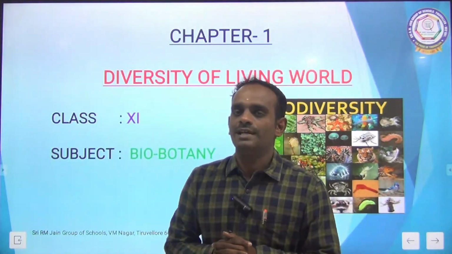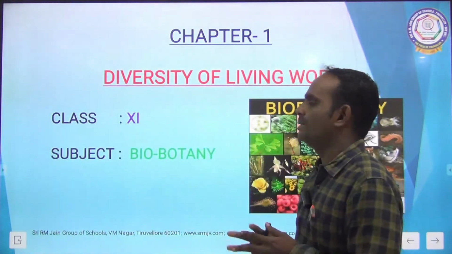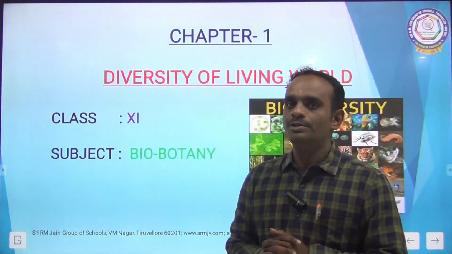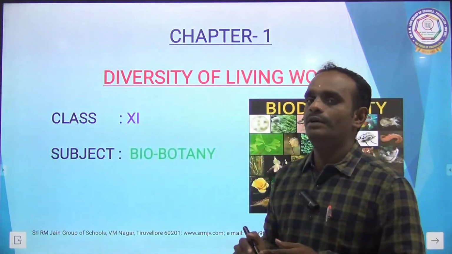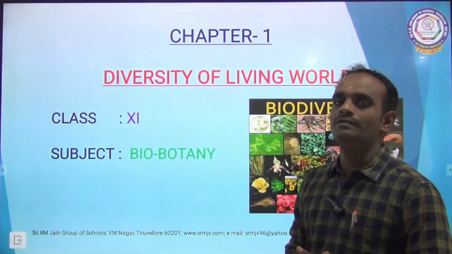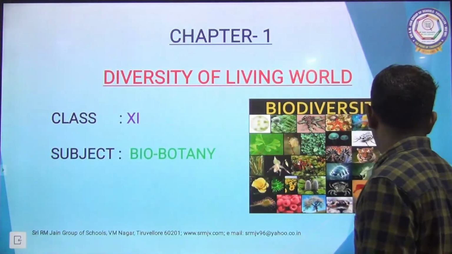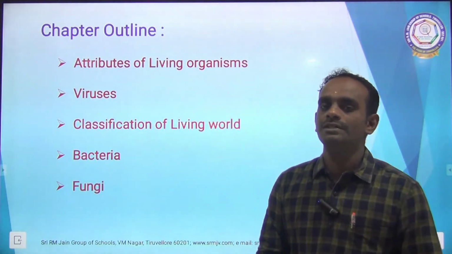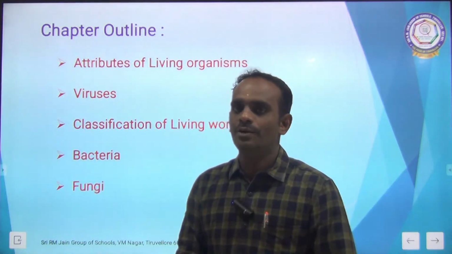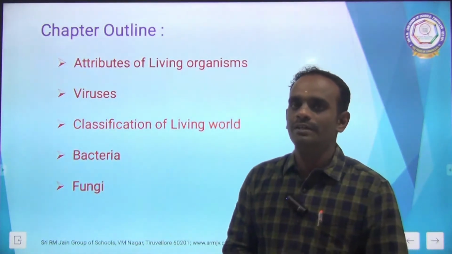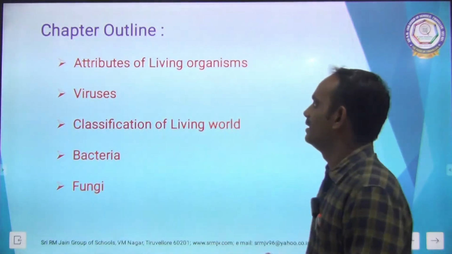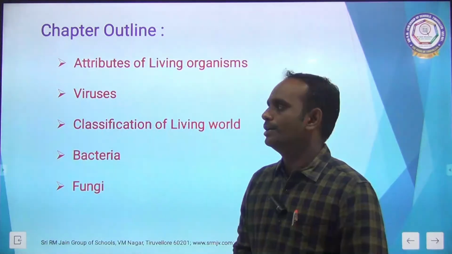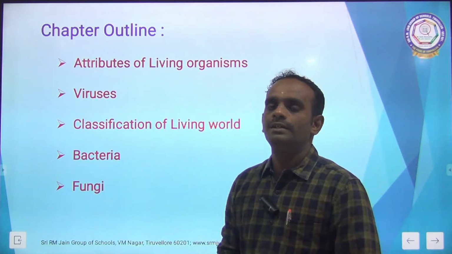Today the first chapter, diversity of living world. In 11th standard bio-botany, you have the first chapter, chapter 1, biodiversity. That means diversity of living world. Now I am going to discuss in detail about biodiversity and diversity of living world. I hope you are all going to enjoy this lesson. See, the first one, chapter outline. In this chapter, you have five different subtopics.